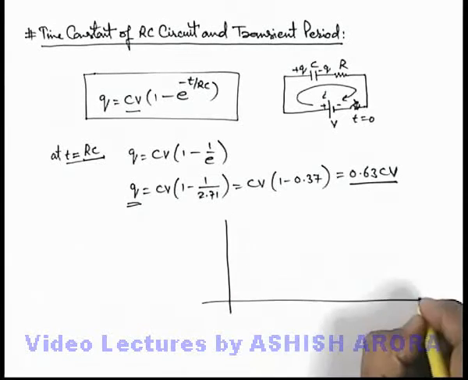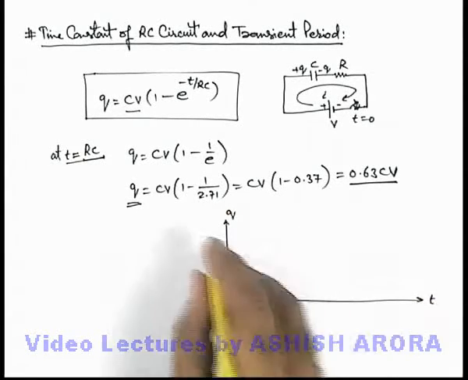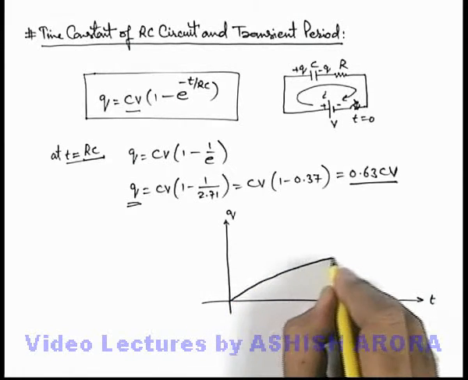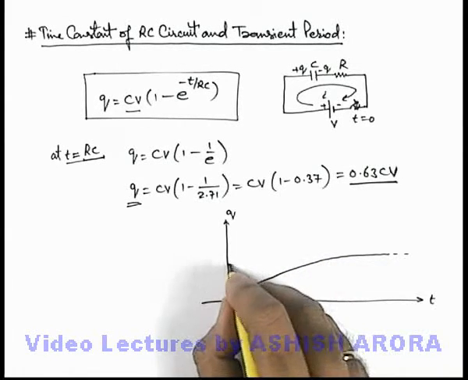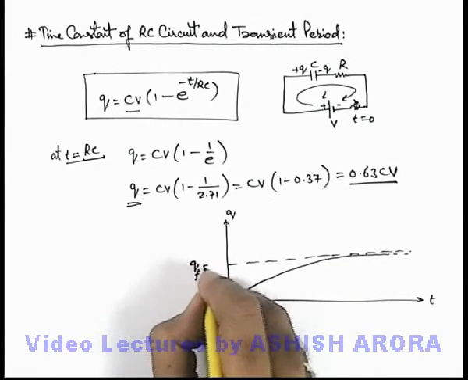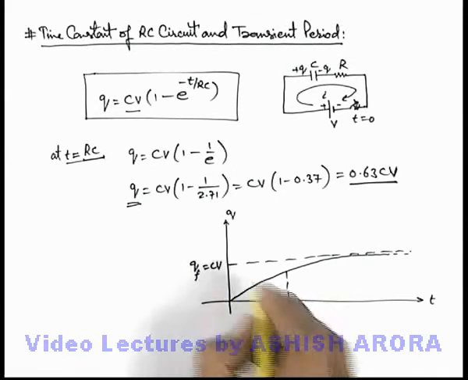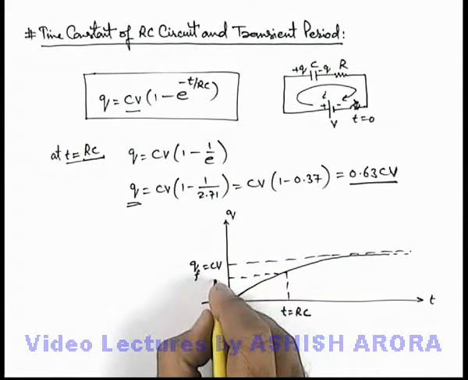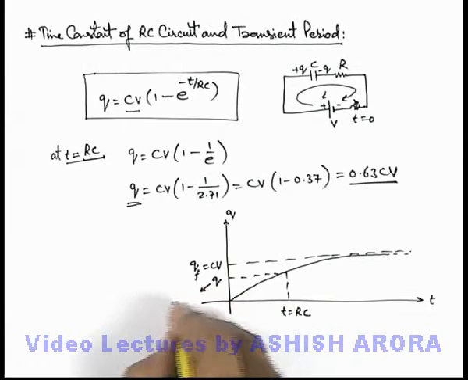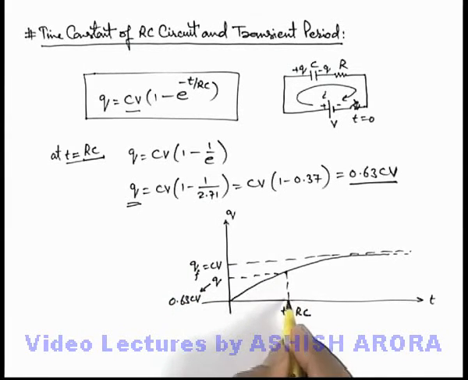If we again draw this figure in which we plot the variation of charge as a function of time, which was an exponential curve, asymptotic at the steady state charge, which is CV. Here we can see at t equal to RC seconds, the charge Q is 0.63 CV.